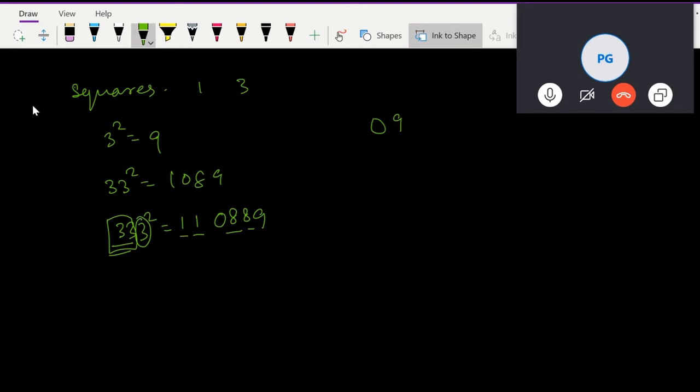Did you get it? Yes. So let's say 33333 square. So I'll take the last 3, 0 and 9. So I have 4 more 3's. So 1 2 3 4, 1 2 3 4. So I fill this with 8 and I fill this with 1. Clear? Yes, sir. Clear.